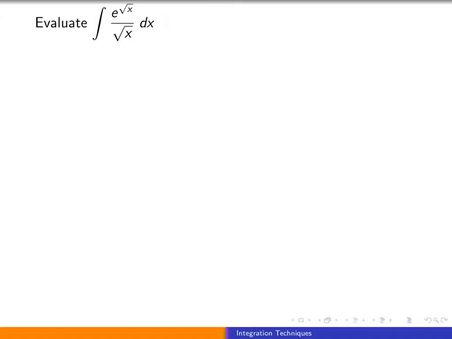You have the square root x appearing inside the exponential function, and then appearing outside of that exponential function, you have this 1 over the square root of x. So that's not exactly the derivative, but it is up to a constant multiple. And this is an indicator to us to try the substitution u equals the square root x, so that du would be 1 over 2 square root x dx.